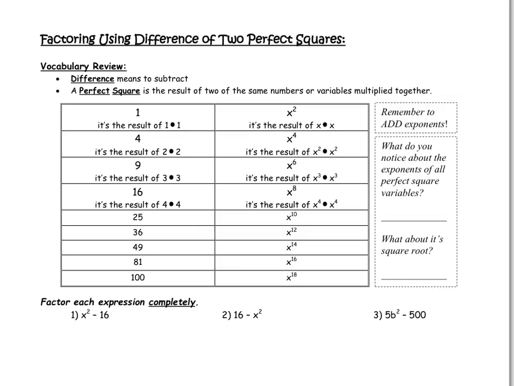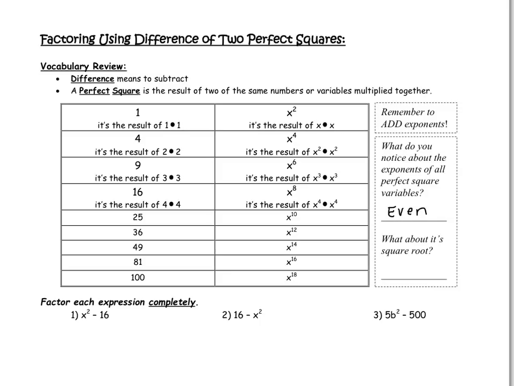Now how about variables? X squared is the first perfect square variable because it's the result of two of the same things being multiplied together. X times x gives you x squared. X to the 4th is a perfect square because it's the result of two of the same things being multiplied together. So is x to the 6th, and so is x to the 8th. Now notice these exponents. What do you notice about all of the exponents of the perfect square variables? You should be saying that they're all going to be even. No matter what, they will be even.